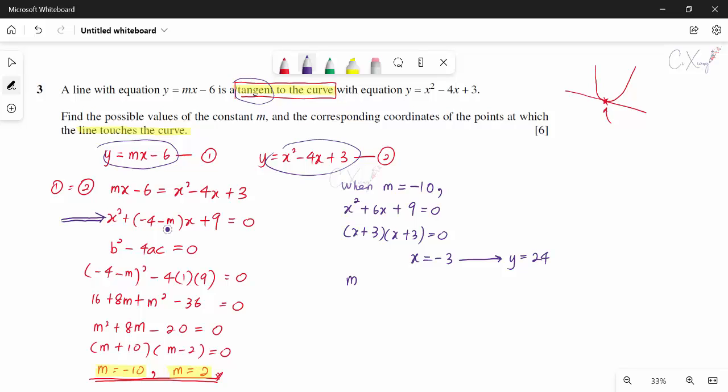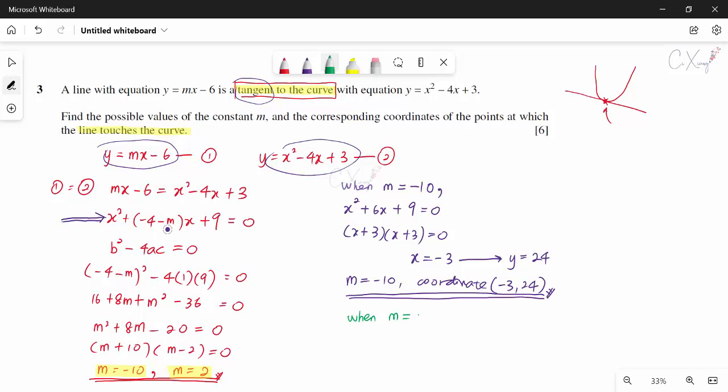So our first set of answer will be when m equals to negative 10, the coordinates will be equals to negative 3 for the x, 24 for the y. Okay, so this is the first set of the answer, okay, for the first value of m. And after that, how about for the second value of m?